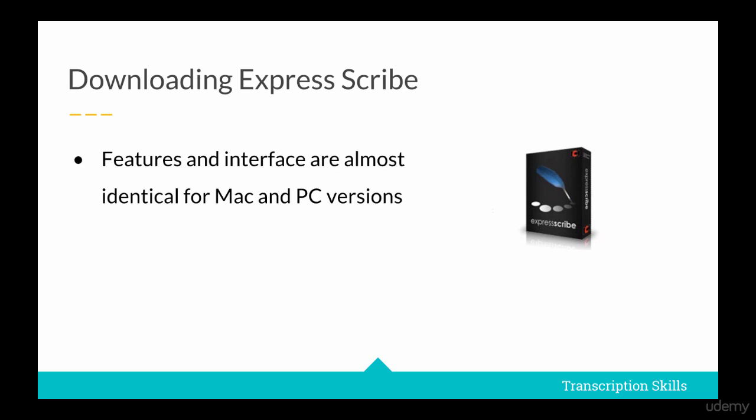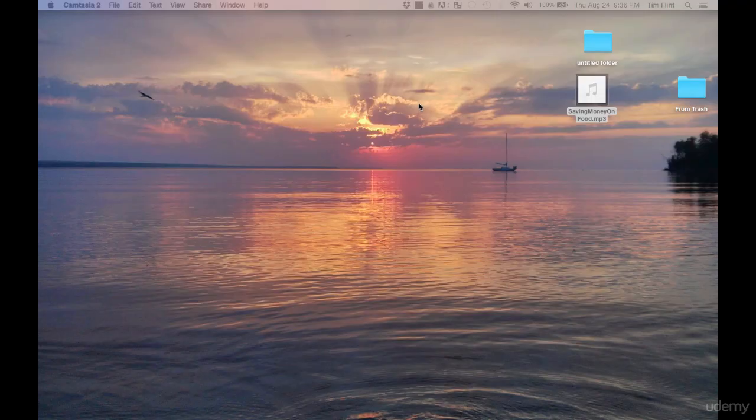I'm currently using the Mac version of Scribe, but the features and interface are almost identical for both the new versions of Mac and Windows. The first thing to do is to download Scribe if you don't already have it. Go to nch.com/au/scribe to download the free version of Scribe. Go ahead and pause the video while you download the program.